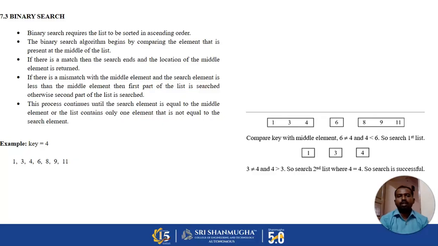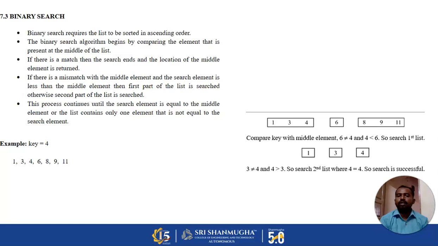Next we will see about binary search. Binary search requires the list to be stored in ascending order. The binary search algorithm begins by comparing the element that is present at the middle of the list. If there is a match, then the search ends and the location of the middle element is returned. If there is a mismatch and the search element is less than the middle element, then the first part of the list is searched, otherwise the second part of the list is searched.